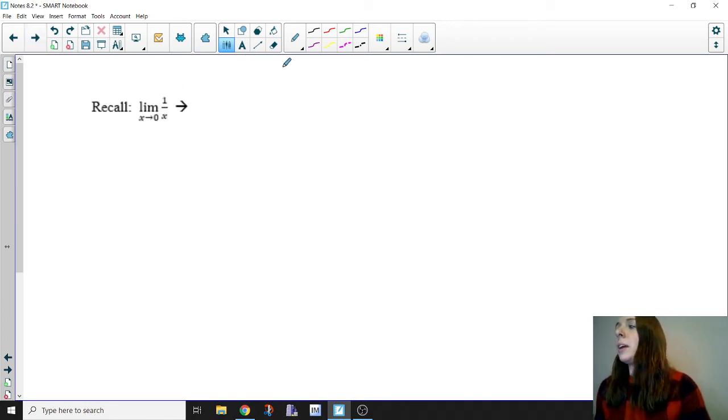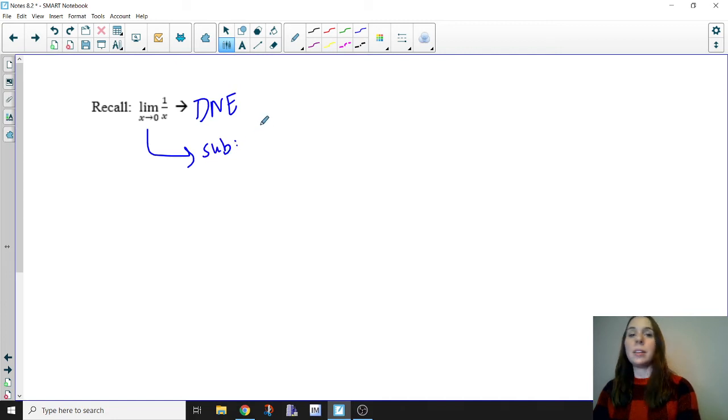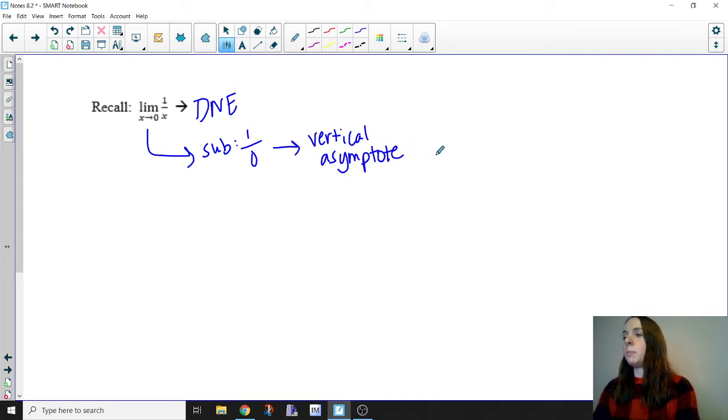Okay, so next I want to remind you of something that will be helpful for the next example. Please recall that the limit as x approaches 0 of 1 over x is undefined, or this limit does not exist, right? But when we dig a little bit deeper, like let's start by substituting 0 in for x, we see that we get 1 over 0. And this is a case where we have likely a vertical asymptote going on, which means that this is actually a limit that results in infinity or negative infinity.